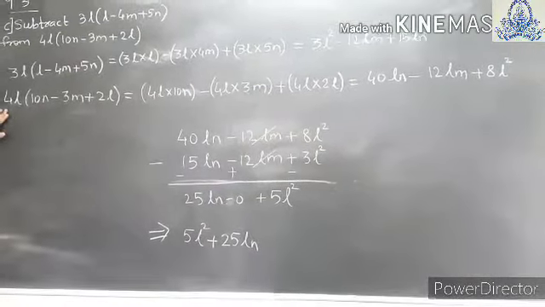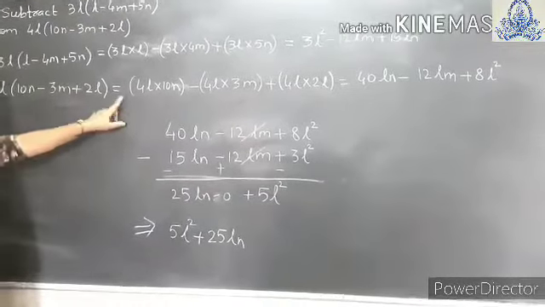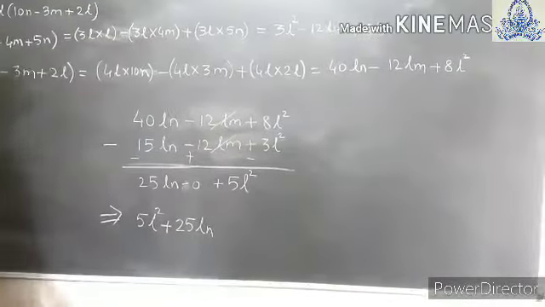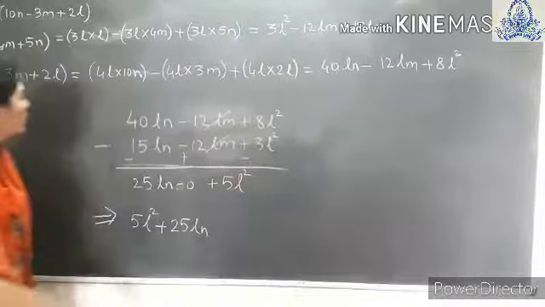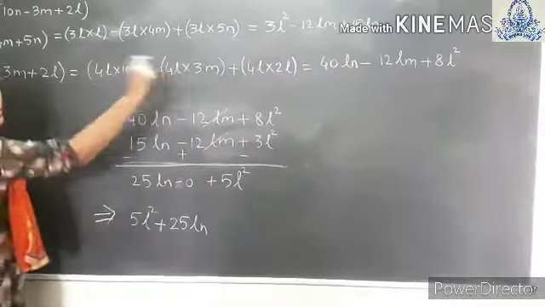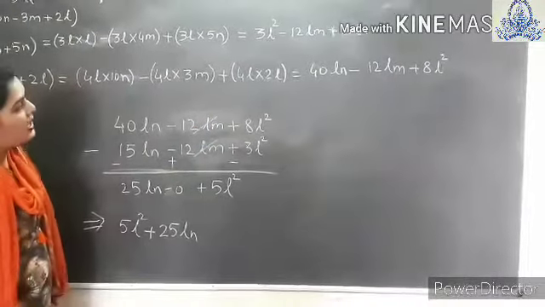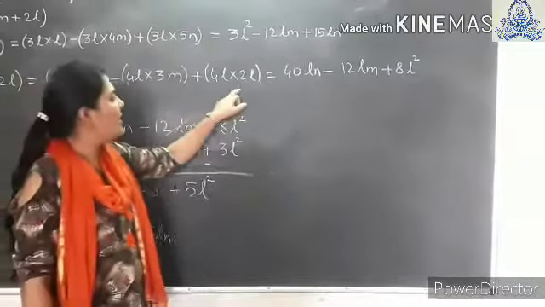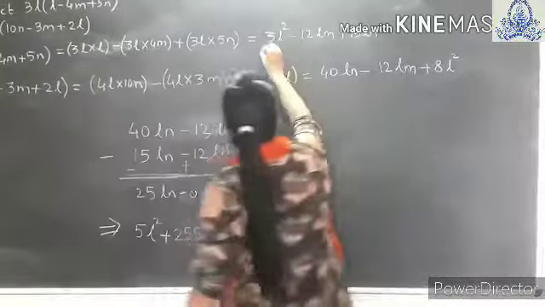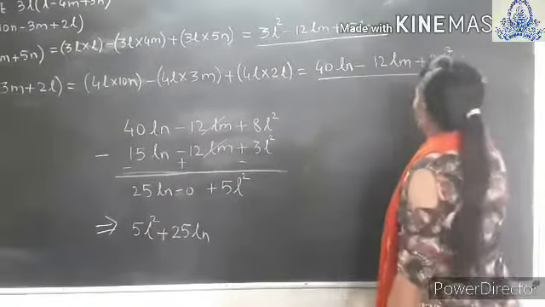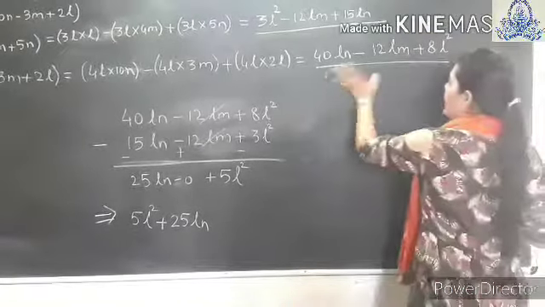Similarly, the next expression is 4l into (10n minus 3m plus 2l). So 4l into 10n, minus 4l into 3m, plus 4l into 2l. Okay, 4l into 10n gives you 40ln, minus 4l into 3m gives you 12lm, plus 4l into 2l gives you 8l square. Now you have this trinomial and this trinomial. Now you have to subtract this from this. First we will write this trinomial.